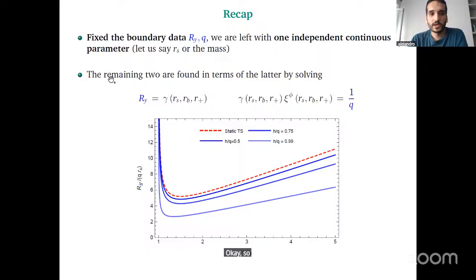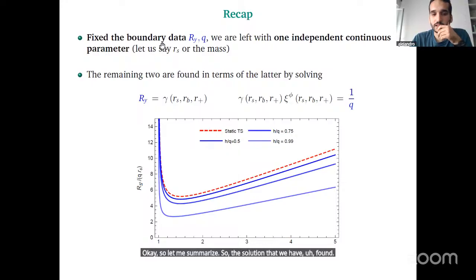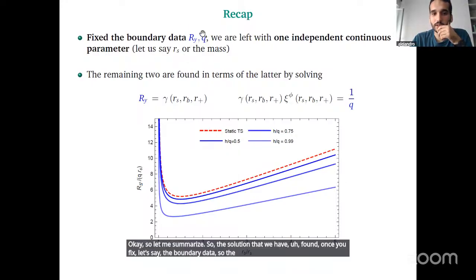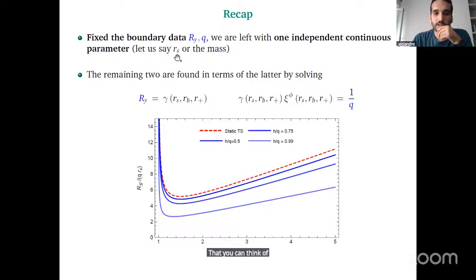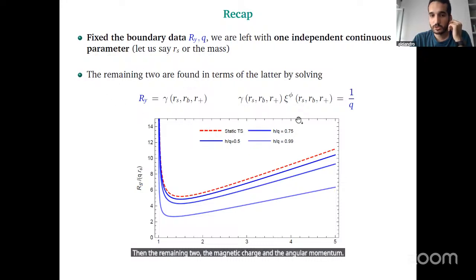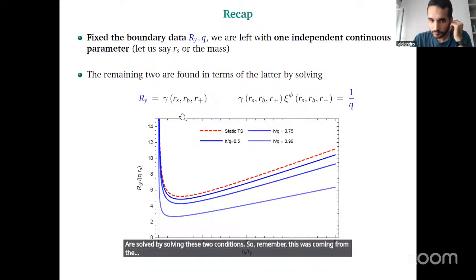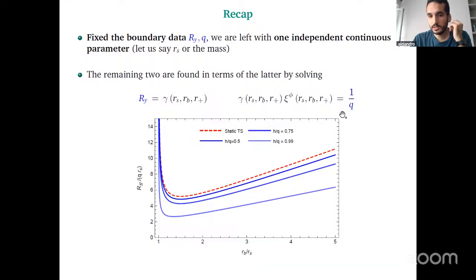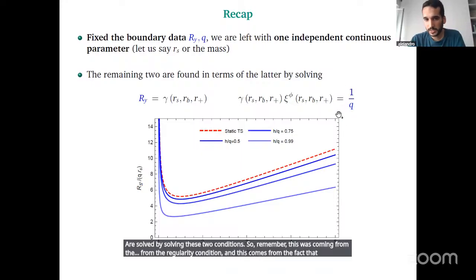Okay, so let me summarize. Once you fix the boundary data, so the modulus Ry and the integer q, we are left with just one independent continuous parameter that you can think of as being Rs, or if you want, the mass of the solution. Then the remaining two, the magnetic charge and the angular momentum, are fixed by solving these two conditions. Remember, this one was coming from the regularity condition, and this comes from the fact that the orbits of partial y close.